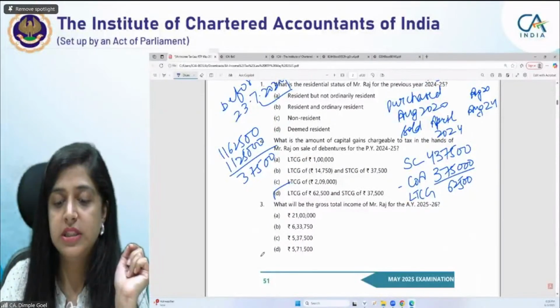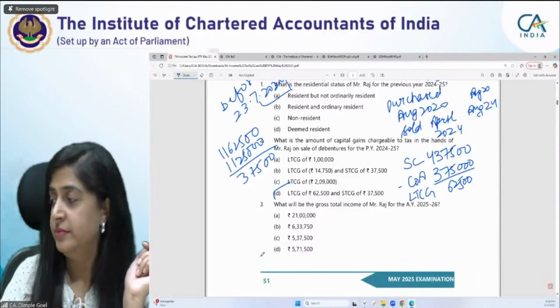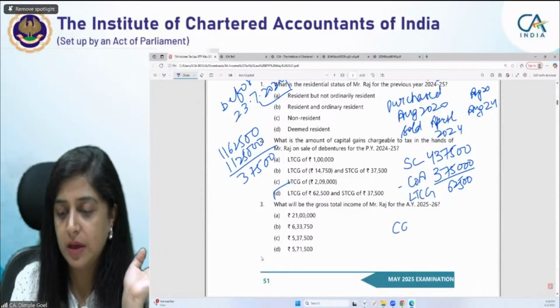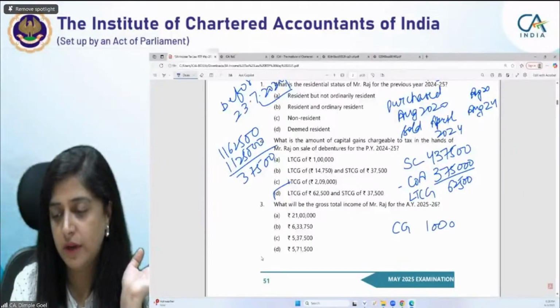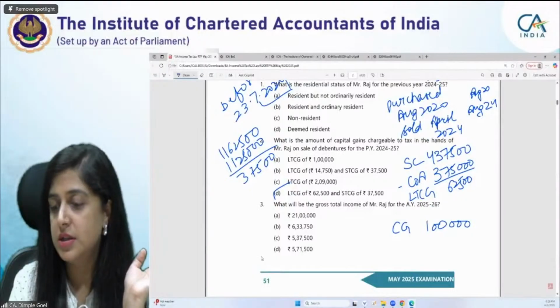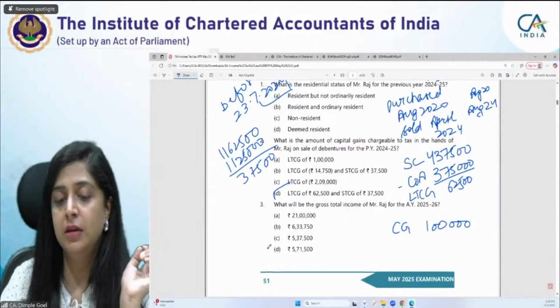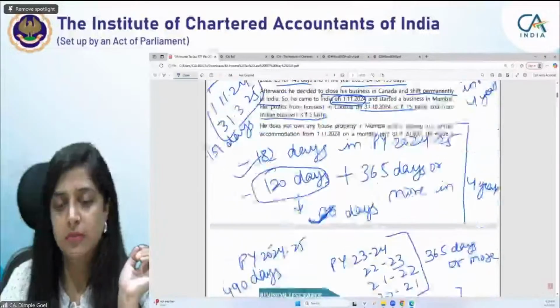Now what will be the GTI? In GTI, first thing, capital gain will be of 1 lakh. That is already we have computed: 62,500 your long term and 37,500 short term. Then what are the other income?